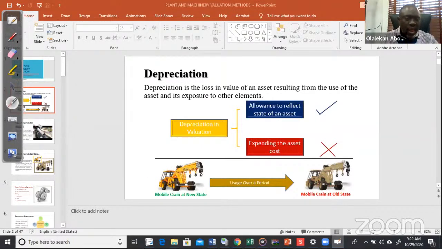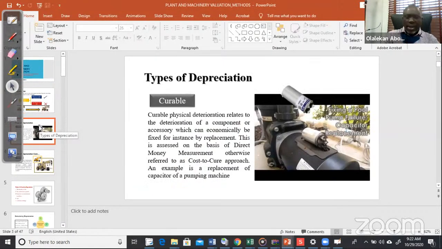Now, let's look at another slide. Still talking about depreciation, the background. We have two categories of depreciation, two types. Under physical deterioration, there are some deteriorations that are curable. There are some that are not curable.